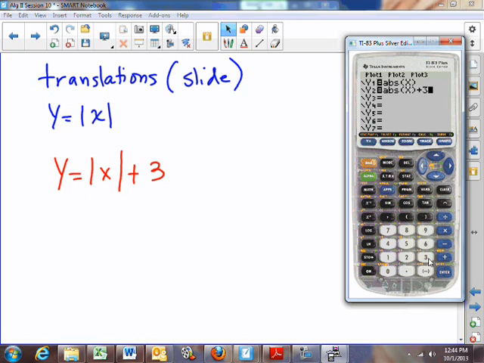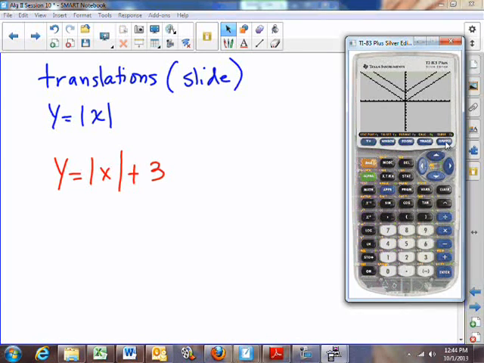So we press graph. Whoa, that was quick. Well, y is equal to the absolute value of x we had before. Now notice the second one is shifted up 3. Now that makes sense, doesn't it? So y is equal to the absolute value of x plus 3 shifts the absolute value function up 3 units.